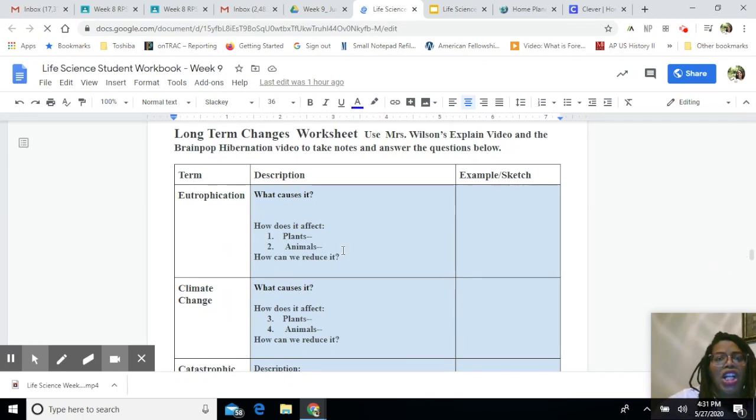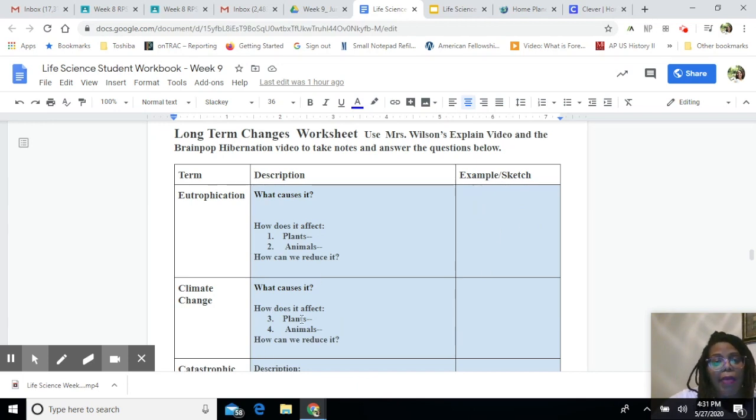Here we go. So we have talked about so far eutrophication, and we have talked about what causes it to happen. We've talked about how it affects plants that live in that ecosystem and animals. And we've also spoken about how we as humans can reduce the amount. And you can also go ahead and add a sketch of, or you can clip a picture from the internet of what that looks like.